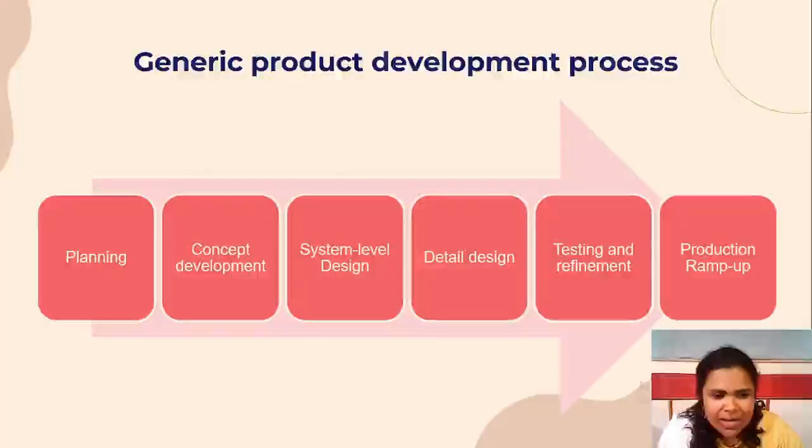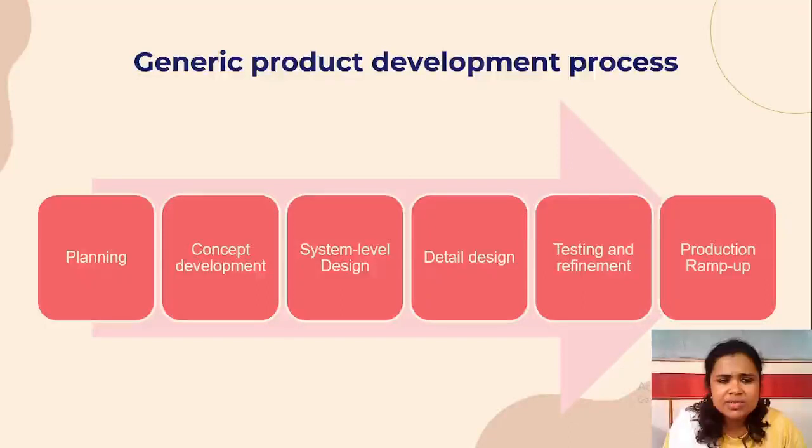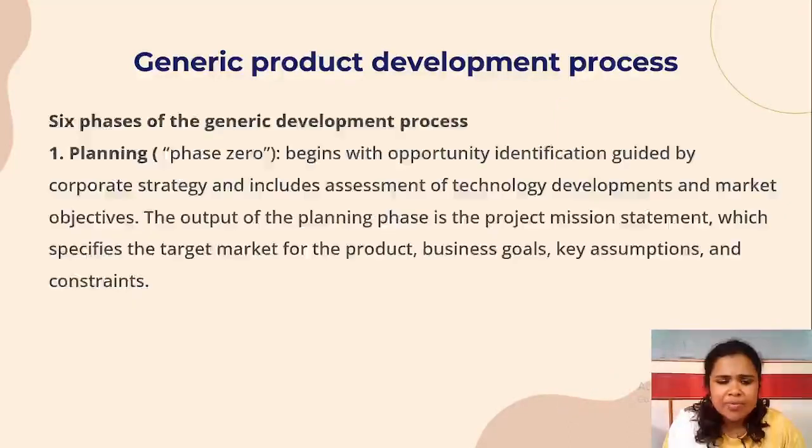So these are the 6 stages of the generic product development process. The first is planning, after which you have concept development. So first it will be decided about the product, then you actually develop the product itself, then it goes for system level designing. Once the system level designing is done, the next stage is detailed designing, where the total design of the product is completed. After that, the next stage is testing and refinement, where the product is tested and checked for any issues, and finally it goes to production and ramp up.